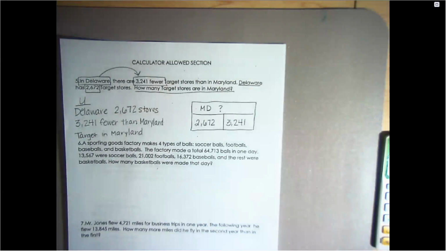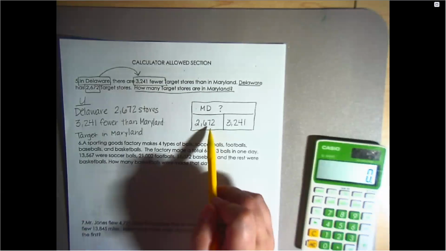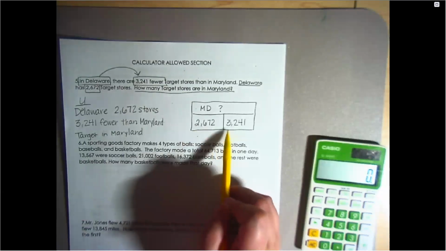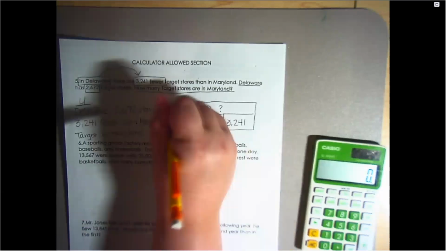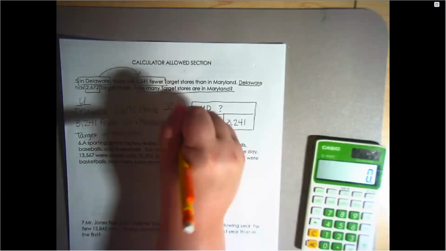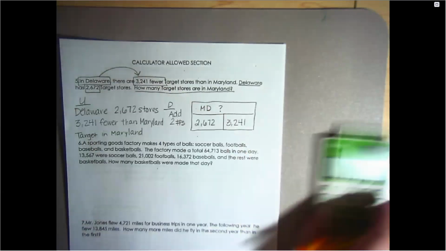So I'm going to pause for a second because my calculator is not working, and I will be right back. Okay, sorry about that, boys and girls. So I know Delaware has this amount of stores, and I know that number is fewer than Maryland. So in order to find out Maryland's total amount of Target stores, my plan is going to be to add the two numbers. So I'm going to set up my problem.